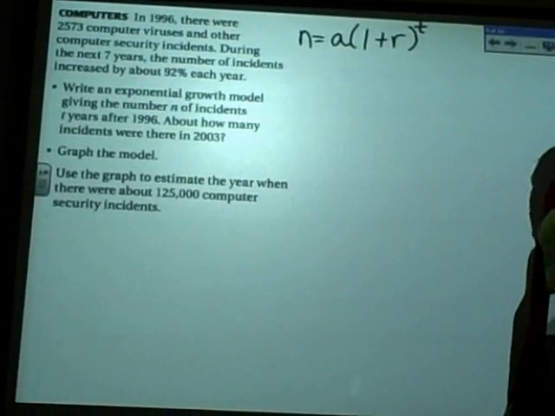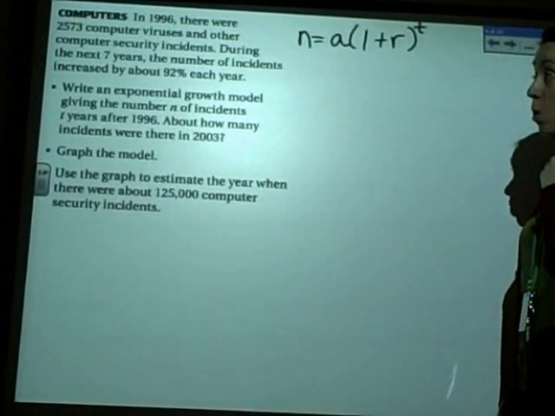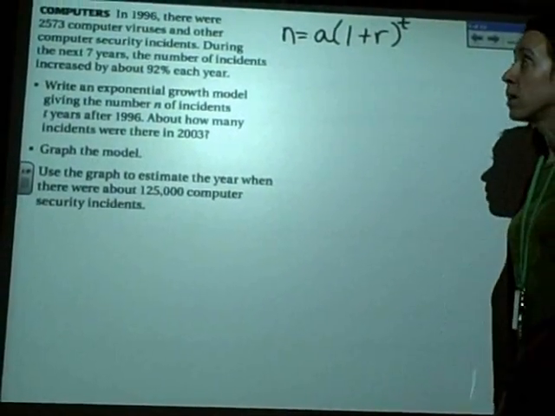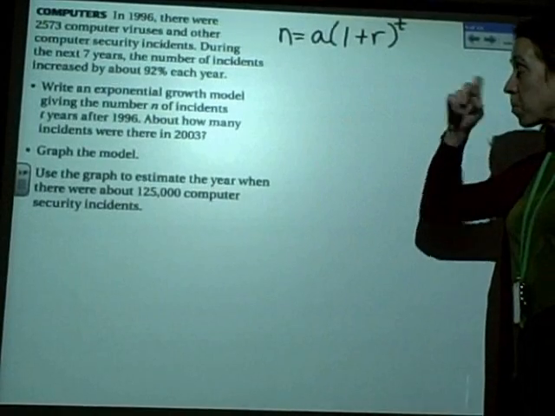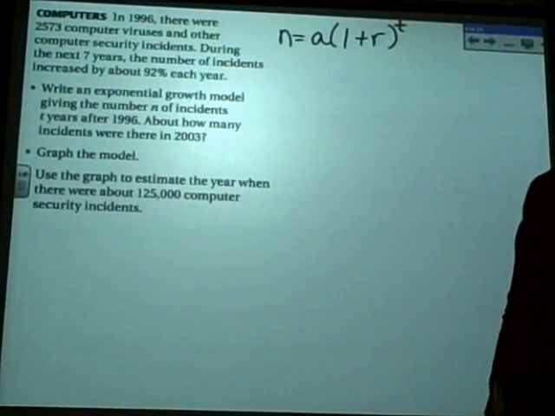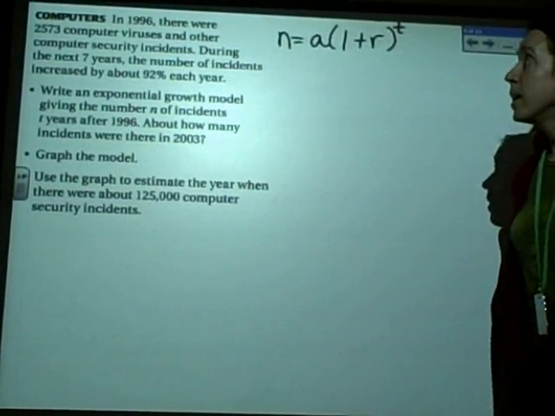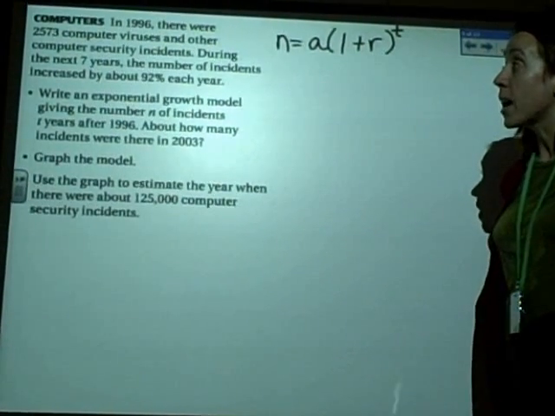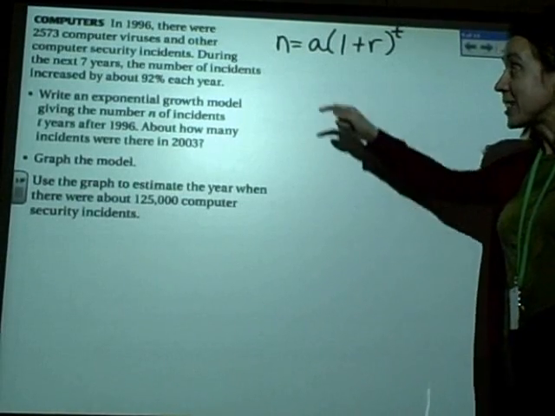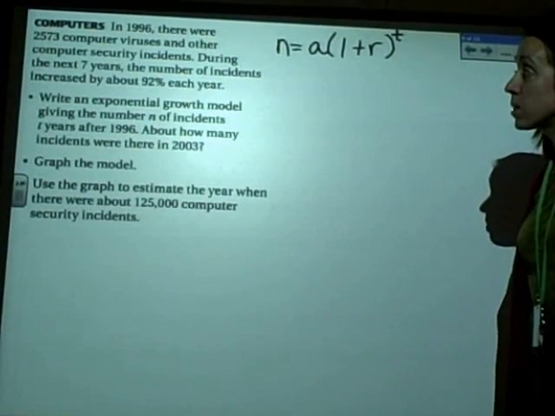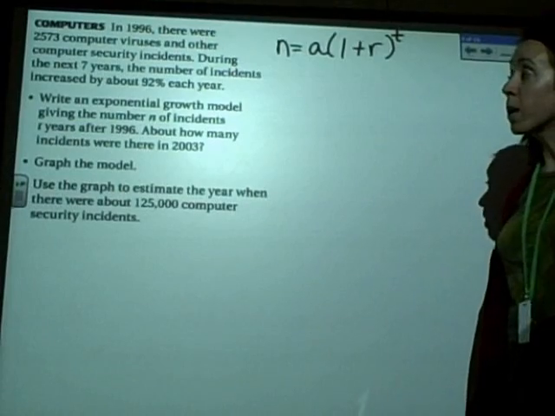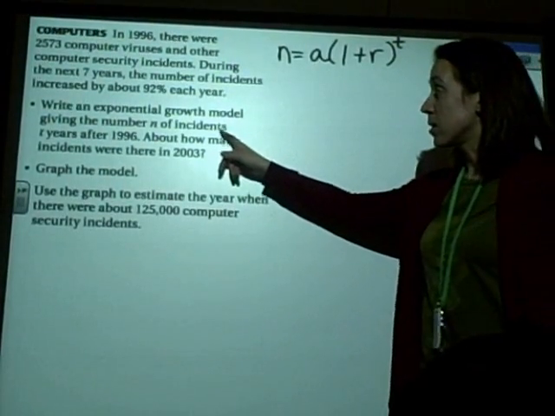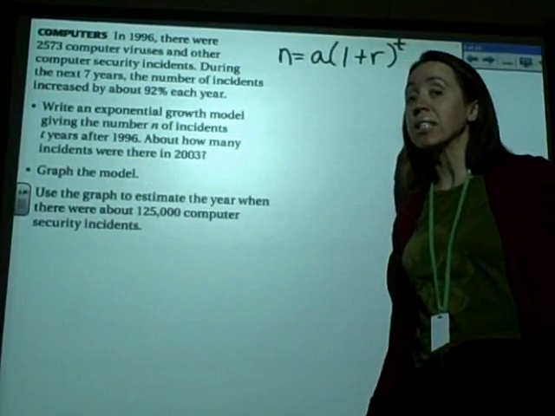Okay, so now that we talked about the exponential growth model, we're going to use that and apply it to a real-life situation. If you can read this problem on the board, this goes along with example 4 in your textbook. In 1996, there were 2,573 computer viruses. During the next 7 years, the number of incidents increased by 92%. So we want to write an exponential growth model, giving the number n of incidents t years after 1996.